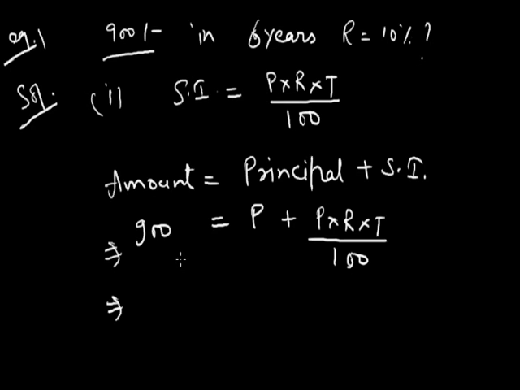Now putting the values of R and T in this equation, we get 900 is equals to P plus P multiplied by R, which is 10%. So here we put 10 in place of R, and T is 6 years, so we put 6 in place of T. So P multiplied by 10 multiplied by 6 divided by 100. So this equation reduces to 900 is equals to P plus P multiplied by 6 multiplied by 10 divided by 100.